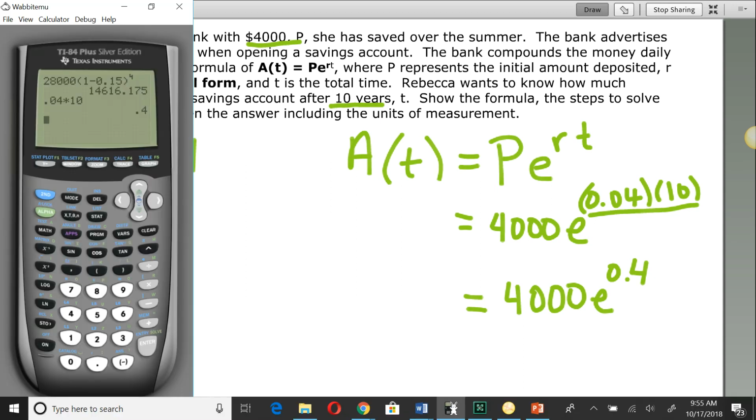So here's my calculator. I'm going to type that in, 4,000. Now, what is e? E is the exponential function. It is the inverse of the natural logarithm. We talked about natural logarithms in an earlier lesson. So how do you find that on the calculator? Well, you're going to hit the second button. You're going to hit the natural log, ln, right there. And you see it brings up e. And all we got to do is type in the power, 0.4.